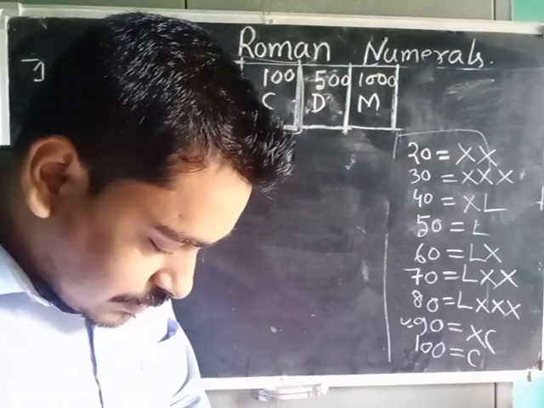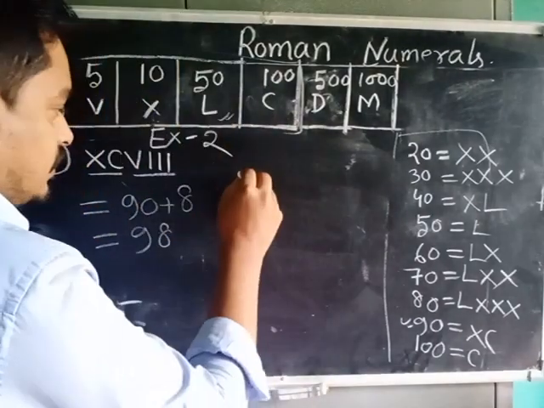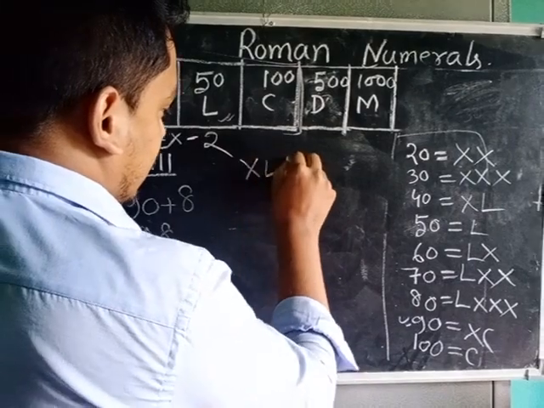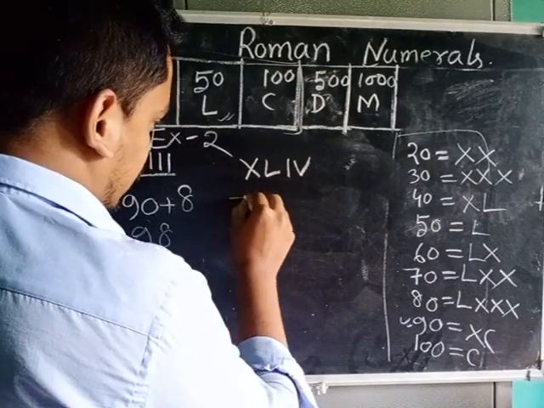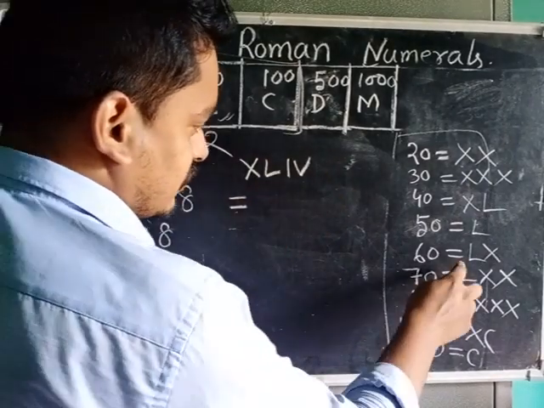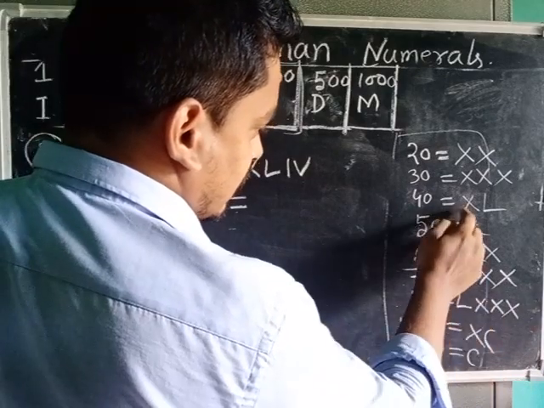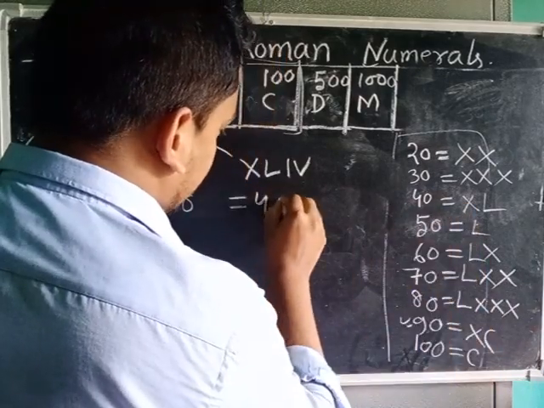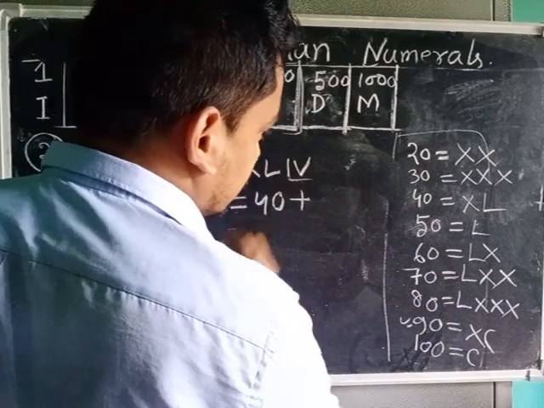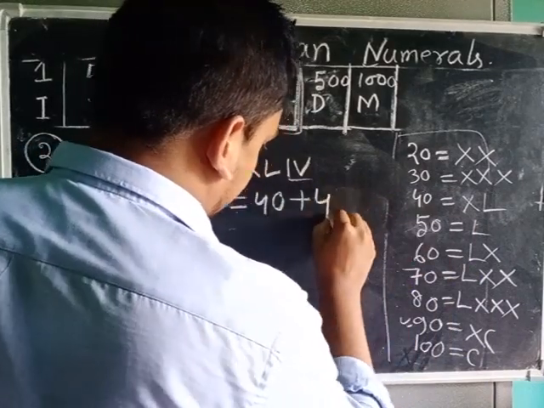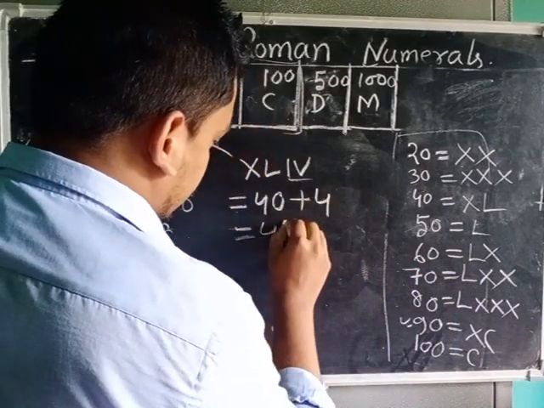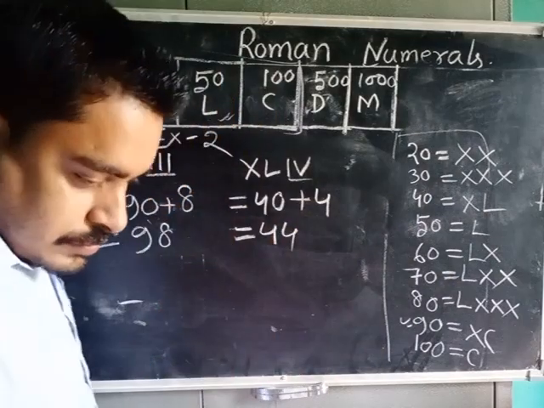Next one, if I take XLIV, you see XLIV. So how to solve? XL means how much, you see? XL is 40. So here you can write 40 plus this one is 4. So it is 44.